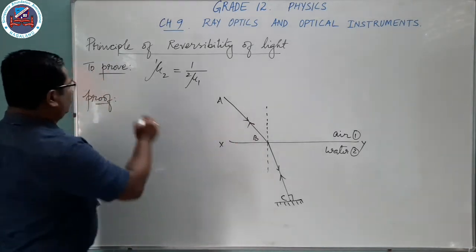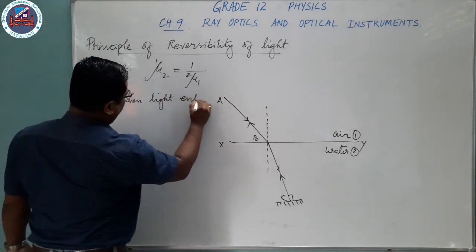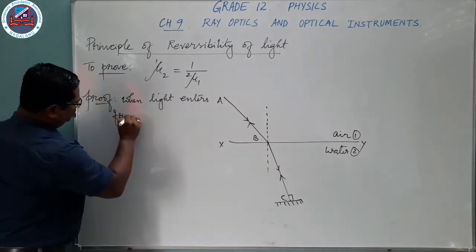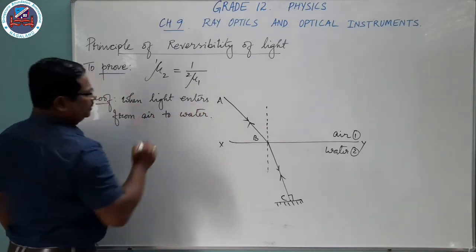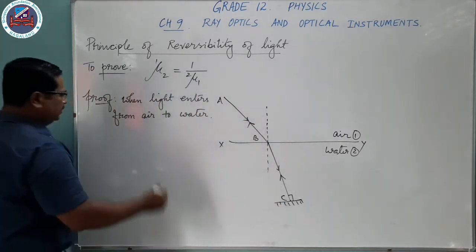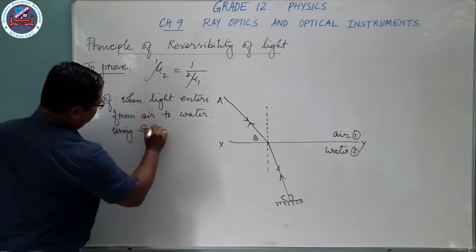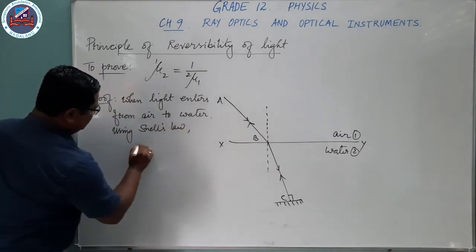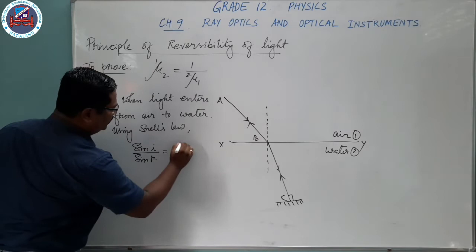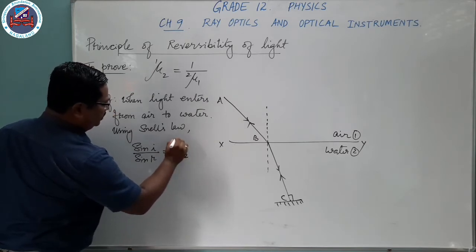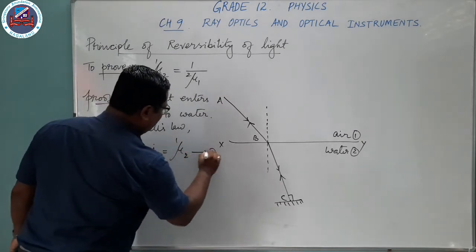When light enters from air to water, initially, then using Snell's law, sin i by sin r is equal to the refractive index of water, that is the second medium, with respect to air, that is the first medium. Let us mark this as equation number 1.